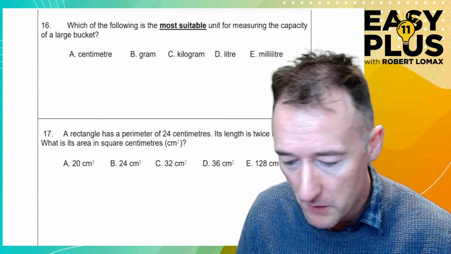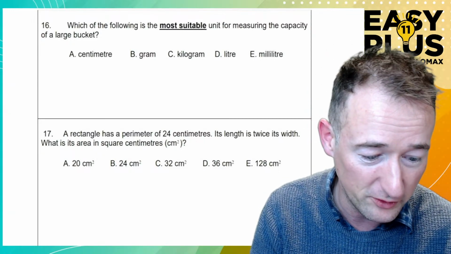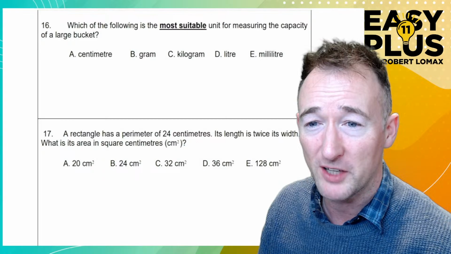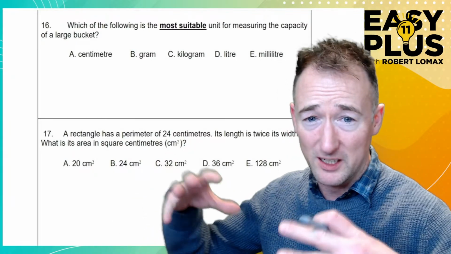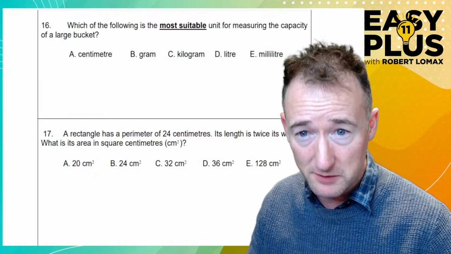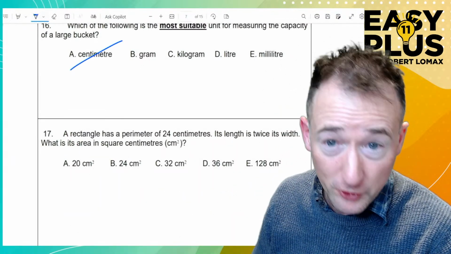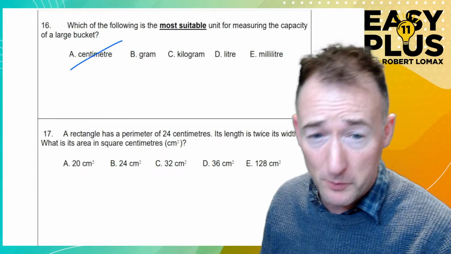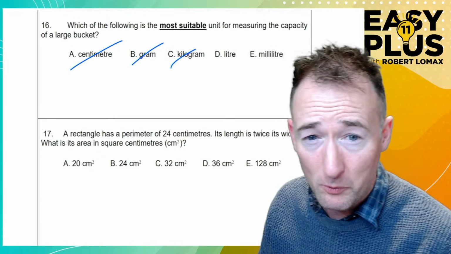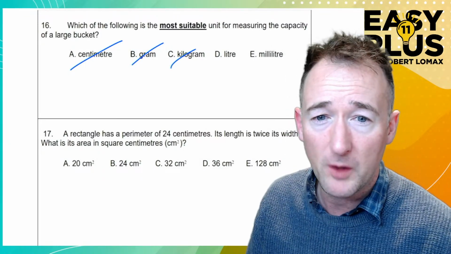Which of the following is the most suitable unit? I did check the answers before just to be absolutely certain that I'm not making stupid mistakes now. Most suitable unit for measuring the capacity of a large bucket. So capacity of a liquid. So we know we're dealing with litres or millilitres. We're not dealing with centimetres, which is a unit of length. That's obviously wrong. Grams, you could weigh it in grams, but that would be its weight or its mass. That isn't relevant. Kilograms likewise. Litres or millilitres for the capacity, the amount of liquid, the volume of liquid. Okay? Which one is it?